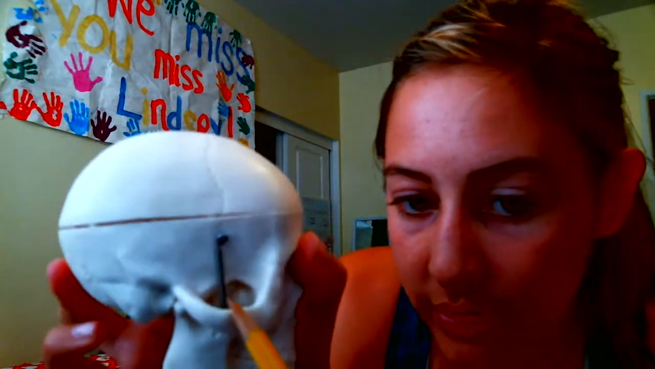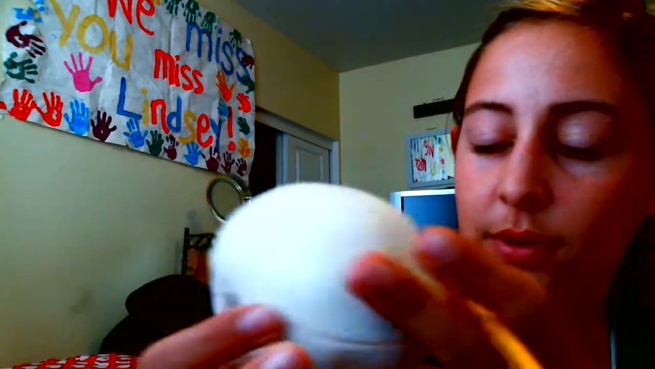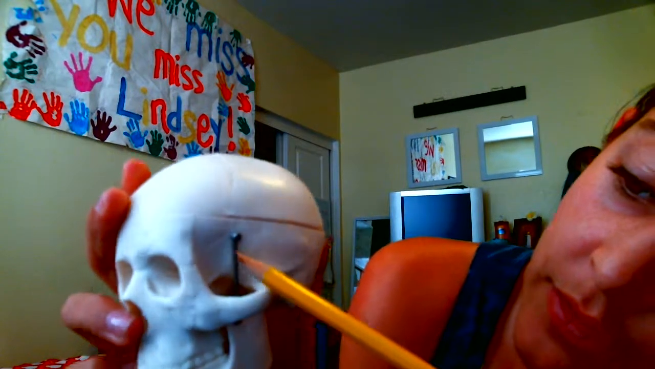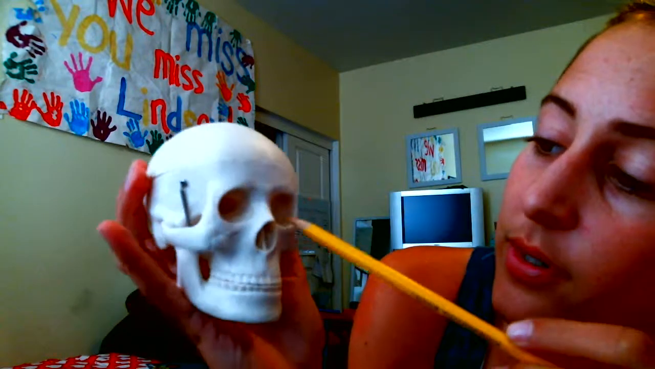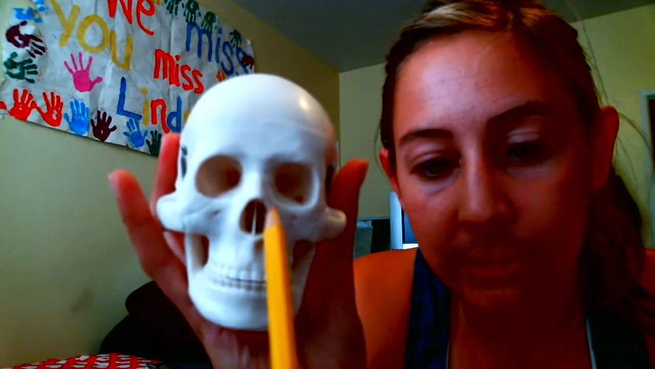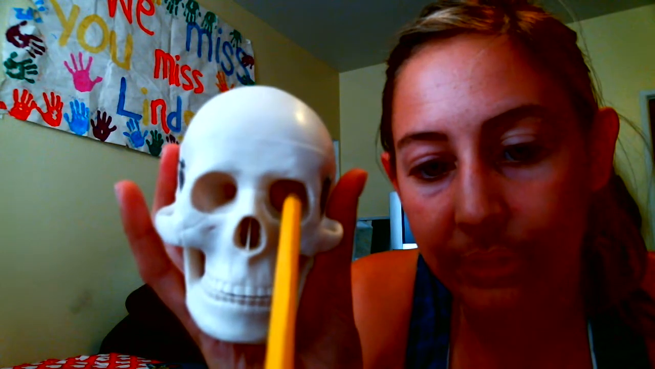So now we're going to look at the sphenoid. We have the greater wing of the sphenoid, which is right here. Let me turn it this way. The greater wing of the sphenoid is right there in the lateral view. Then orbitally, the greater wing of the sphenoid is back there.